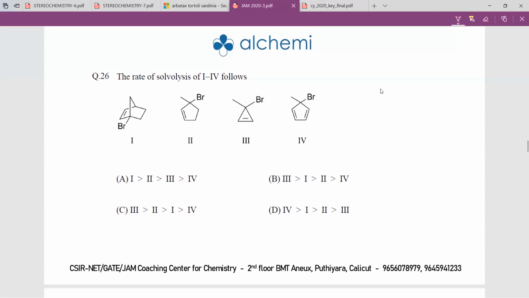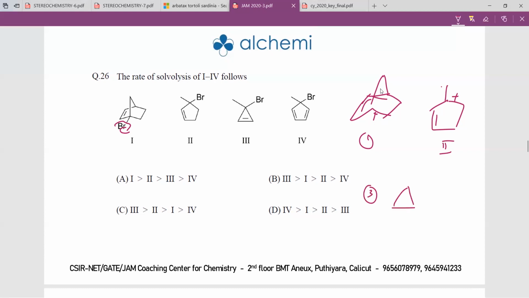After the removal of bromine from each species, the first compound will be like this. Carbocation will be formed like this. First carbocation will be like this. Second carbocation will be like this. Second molecule will be like this. Third carbocation will be like this. And fourth carbocation will be like this. So you should compare the stability of carbocation in each species like this.